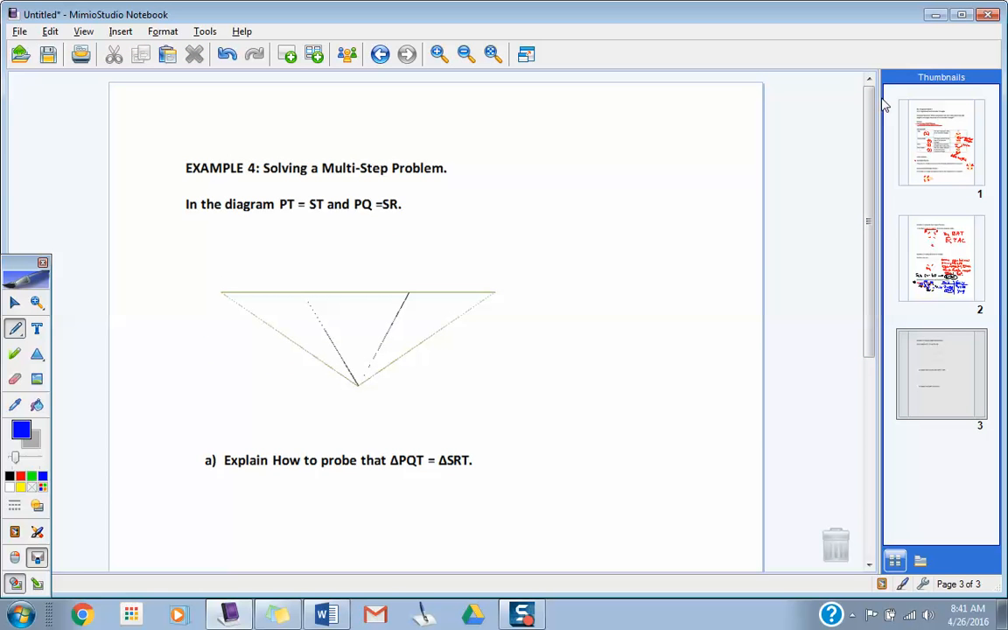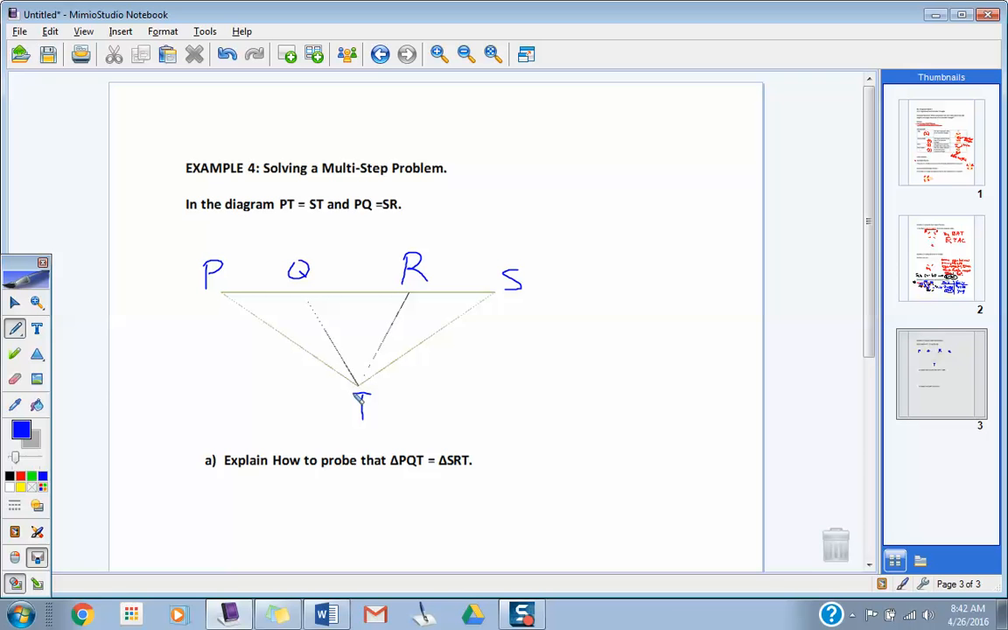Okay, I need some help with some vertices. P, Q, R, S, and T. Guys, excuse me for a second. Thank you, John. Okay. Solving a multi-step problem. Let's take this diagram and dissect this and figure out what we know first of all. What do we know, guys?